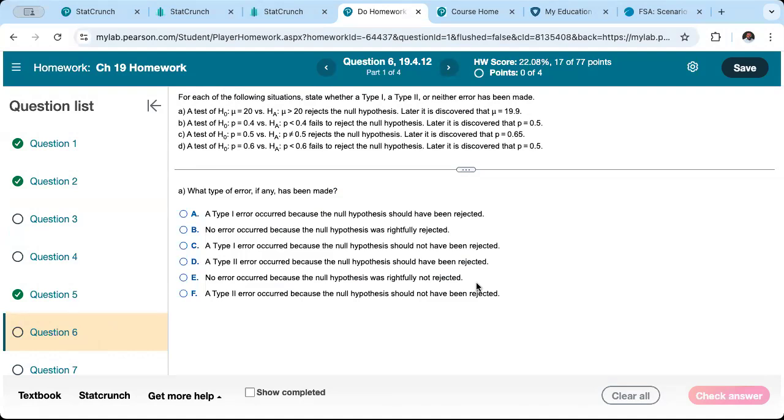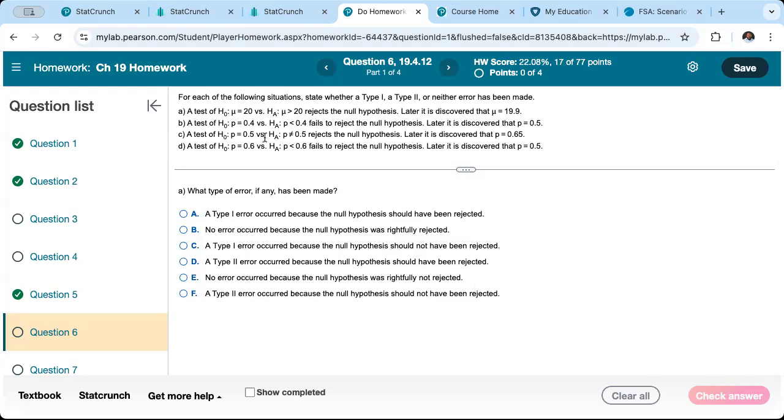So question 6, it says, for each of the following situations, you should state whether a type 1, a type 2, or neither error has been made. Okay? So we've been given the situations from A to D. Is that okay? And then you have to ask yourself whether they've made an error based on the details they are going to provide. So let's start with A.